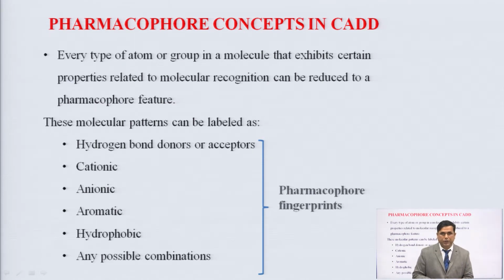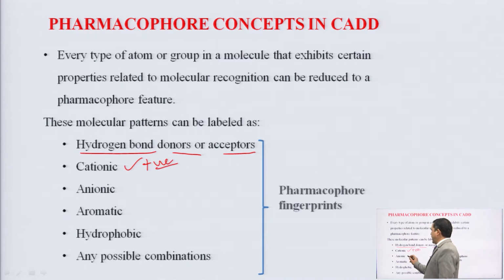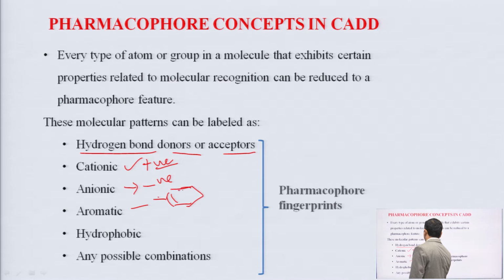The most common pharmacophoric features in the molecular pattern we can label as hydrogen bond donor or acceptor, the cationic features of the molecule, if the molecule has any positive charge, anionic features of the molecule, the aromatic group present in the molecule required for lipophilicity, and hydrophobic, and any possible combination of the properties related to this pharmacophore we can take in.